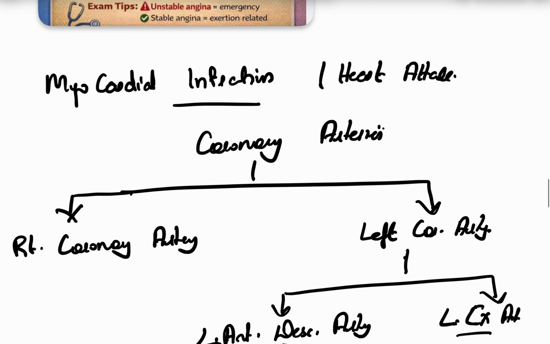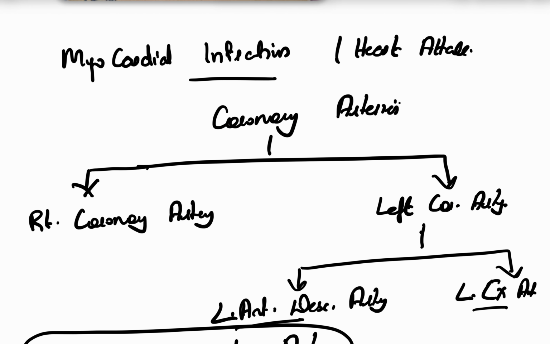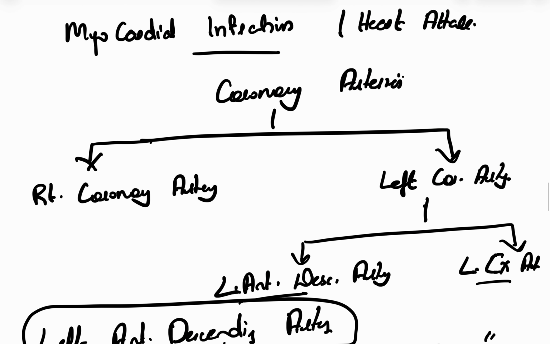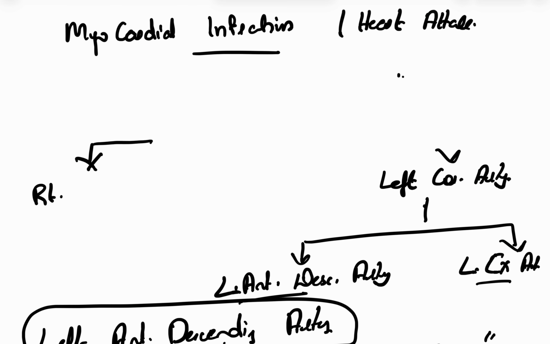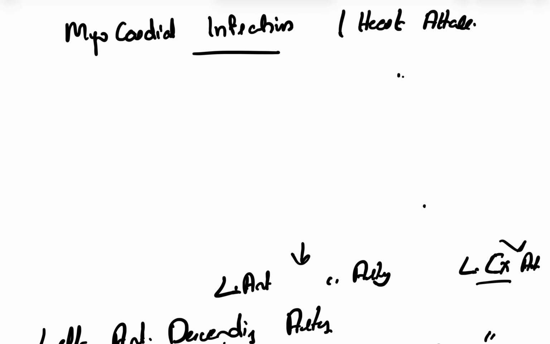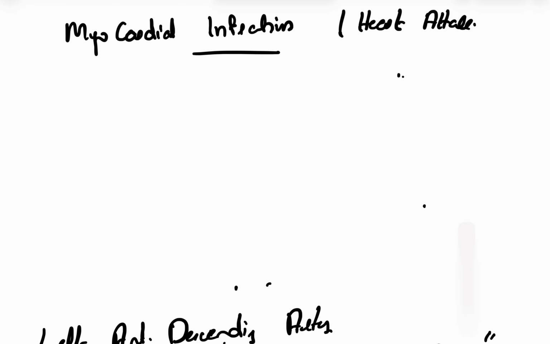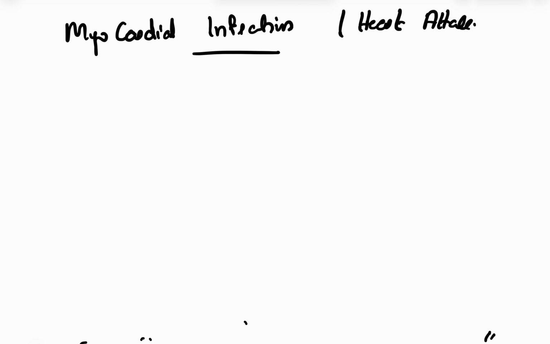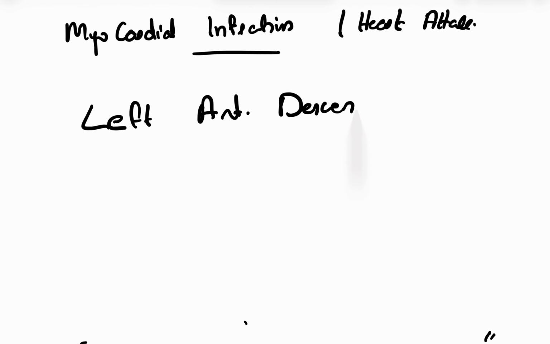Then we studied about myocardial infarction, also known as heart attack, that occurs because of the prolonged lack of oxygen supply to the heart muscles. We said the coronary arteries have two branches, the right and left coronary artery, and the most common site of myocardial infarction is the left anterior descending artery.